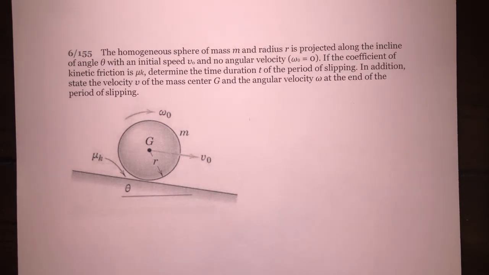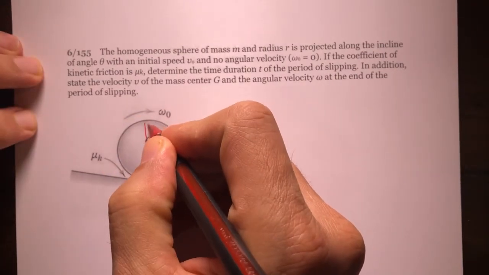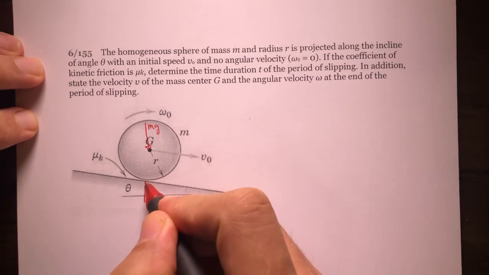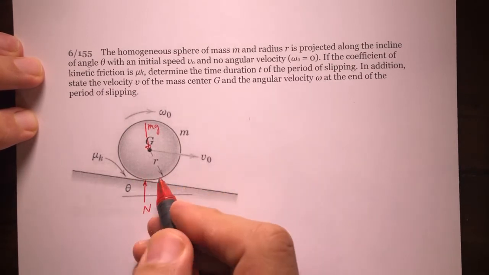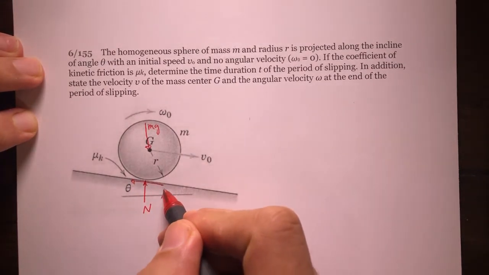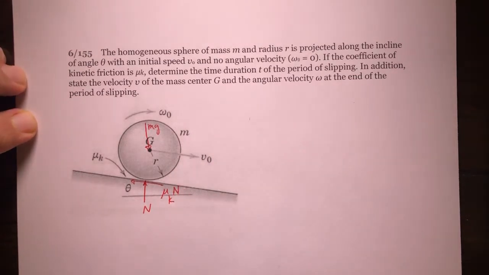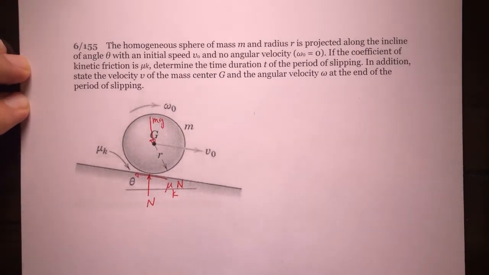So to solve this problem, first we need to draw the free body diagram and see what kind of forces we have here. Here we have gravitational force, mg. We have normal force. And of course, we are going to have friction force. And because we have a slip, the friction force is going to be mu k times n. So these are the forces that we have on this sphere.